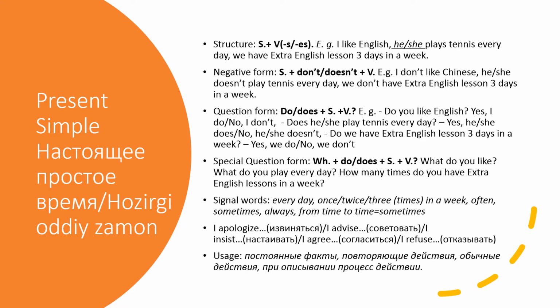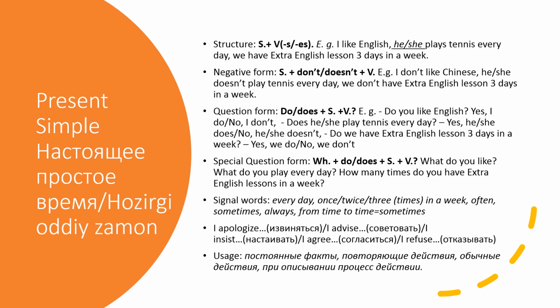For example, pupils go to school every day. This is also repeated actions. And students go to university every day. This is also repeated actions. I get up at 7 o'clock every day. This is repeated action and habitual action. It is a habit of me to get up at 7 o'clock in the morning. This is present simple.